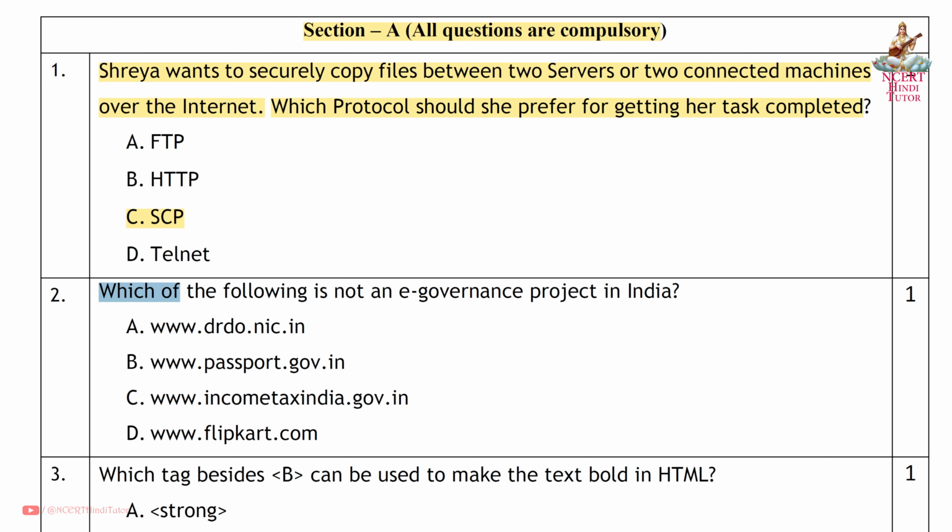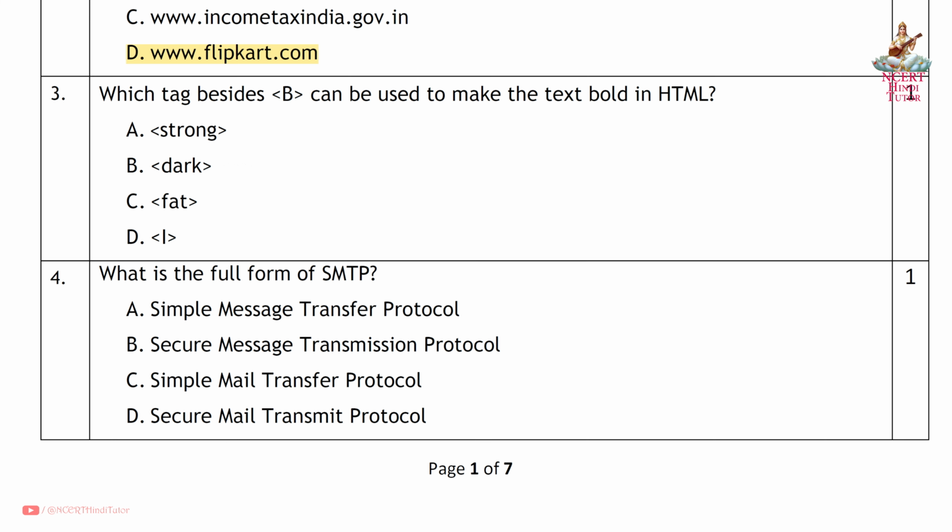Question 2. Which of the following is not an e-governance project in India? Answer D. www.flipkart.com. Question 3. Which tag besides B can be used to make the text bold in HTML? Answer A. Strong. Question 4. What is the full form of SMTP? Answer C. Simple Mail Transfer Protocol.